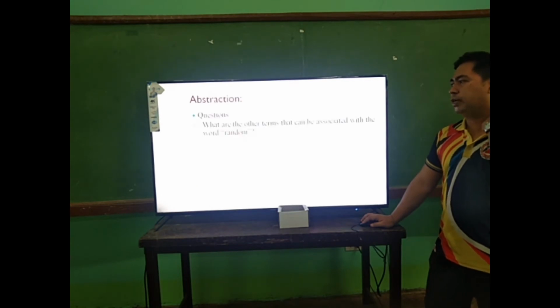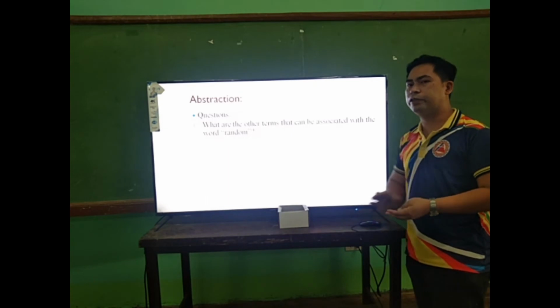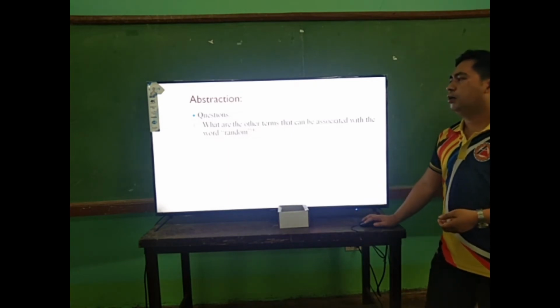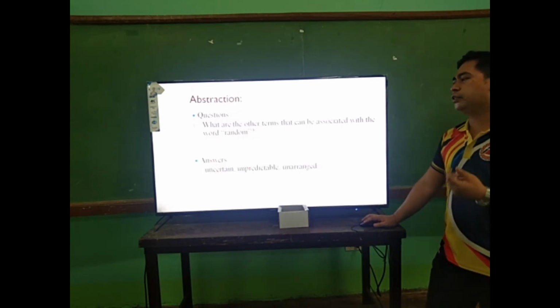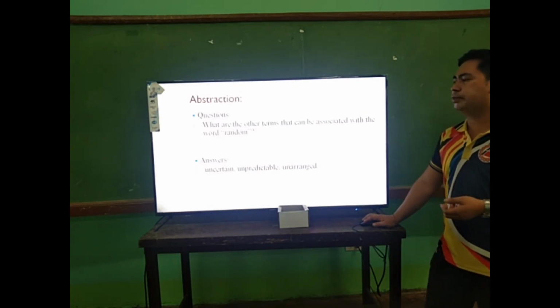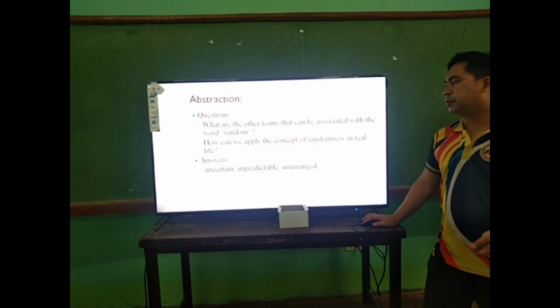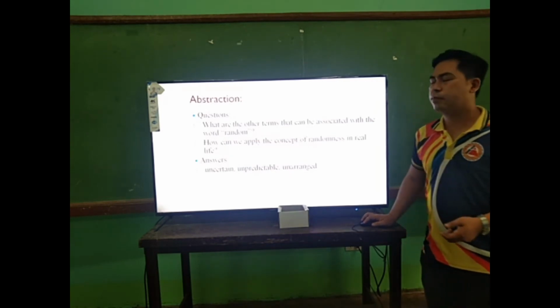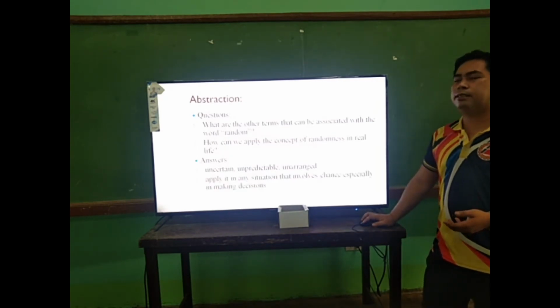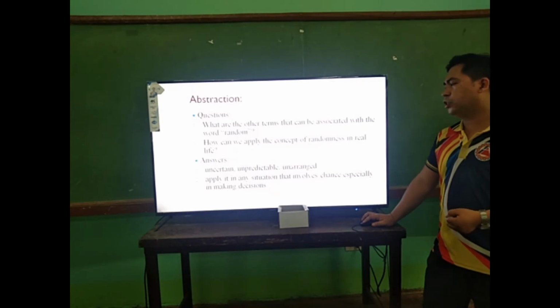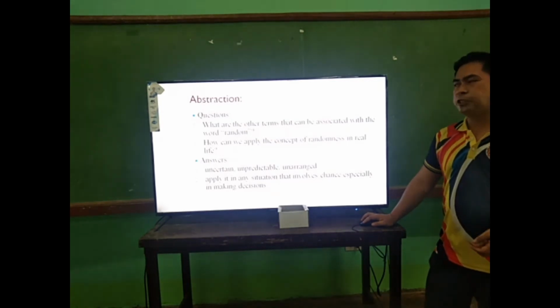Another question: what are the other terms that can be associated with the word random? Okay, very good. Uncertain, it could be unpredictable, unarranged, or unplanned. How can we apply the concept of random variables in real life? Yes, we could apply it in any situation that involves making decisions.